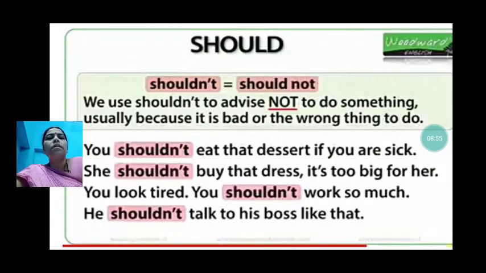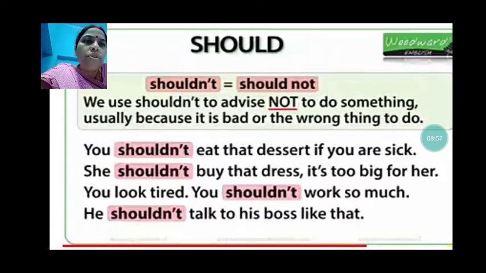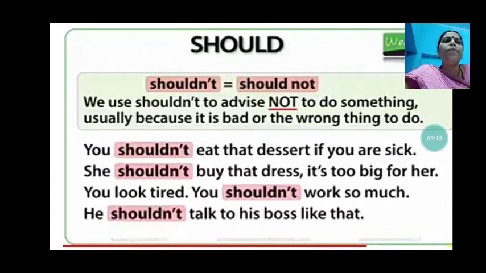Now see, let us understand more. Shouldn't is equal to should not. So we are reading about shouldn't or should not, that both are the same. We use shouldn't to advise not to do something. So for not to do something, what do we use? Shouldn't. Usually because it is bad or wrong, or the wrong thing to do. Then, you shouldn't eat that dessert if you are sick. So what should you do? You should not eat that dessert. So what is dessert over here? Here it is food. Talking about the food.